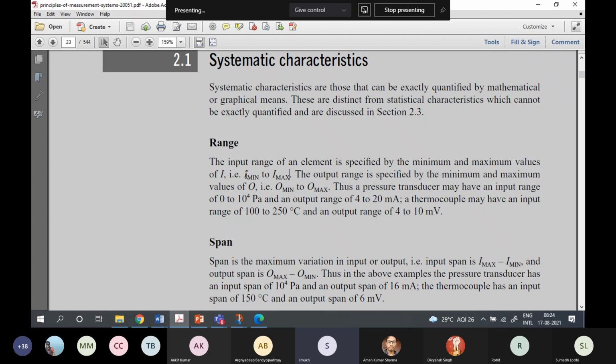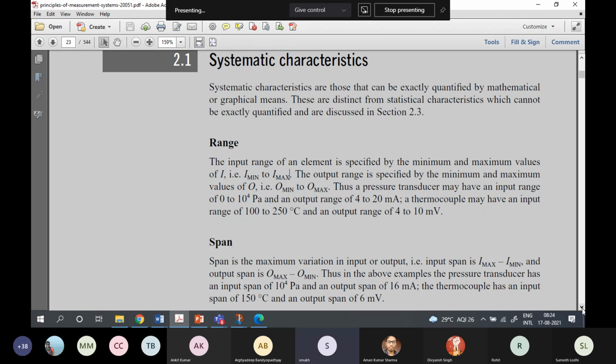So in short, it is quite likely that there is a minimum and a maximum value. Often the minimum value becomes 0. So these minimum and maximum values constitute the range. Sometimes only the maximum value is stated, and when only one value is stated, it is understood that the minimum value is 0. So that is the meaning of range.